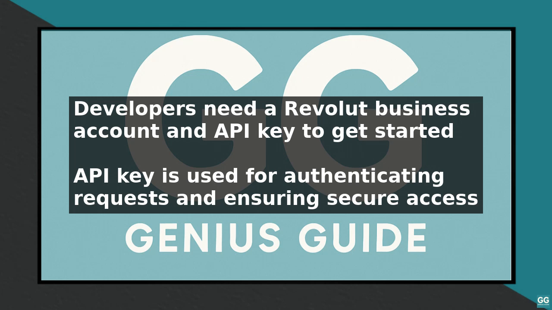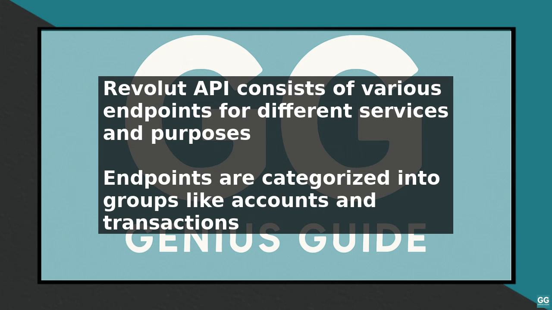Making API requests. To make an API request, developers need to construct a valid request payload and send it to the corresponding endpoint. The request payload typically includes parameters such as the API key, account ID, and transaction amount. Developers can use tools like Postman or curl to test and debug API requests.